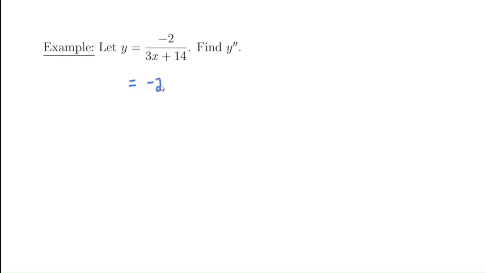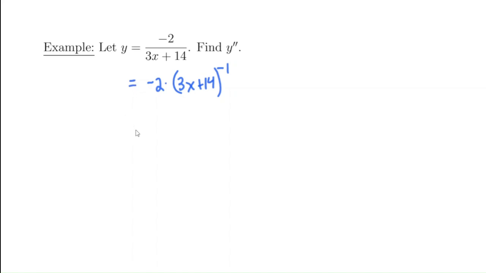or another way to do this would be to rewrite this as negative 2 times 3x plus 14 to the negative 1 power, right? So over 3x plus 14 is like writing 3x plus 14 to the negative 1 power. Okay, and I think when we have the exponents written like this, it's actually a little bit easier when you're doing higher order derivatives. So notice we haven't done any derivatives yet. That's just another way of rewriting y. So we put equals here.